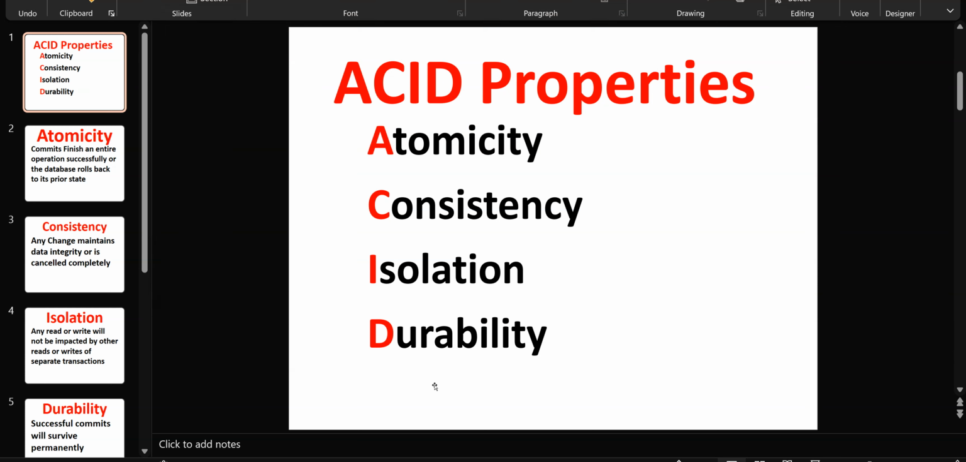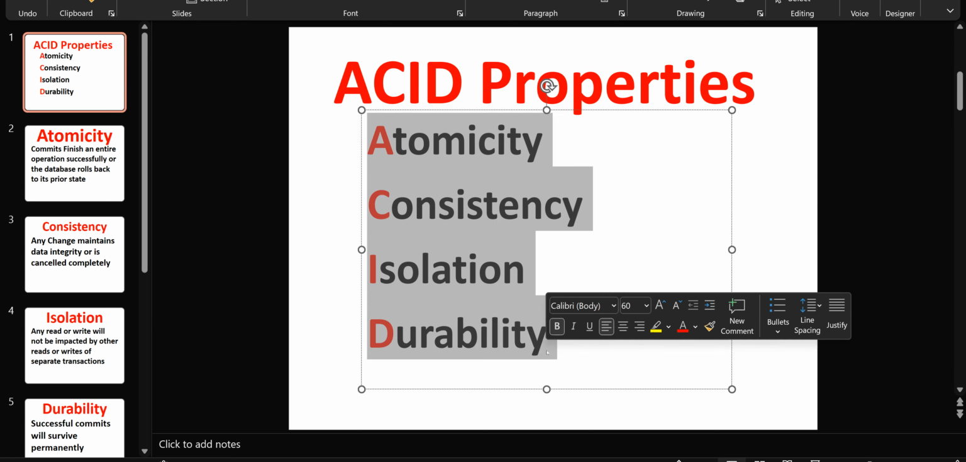So ACID properties consist of four properties: atomicity, consistency, isolation, and durability, as you can see on my screen. So these are the four properties of ACID. A of ACID is atomicity, C is consistency, and then isolation and durability. Let's look at each one of them one by one.